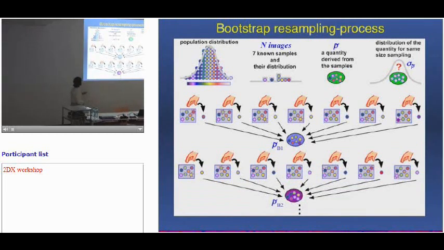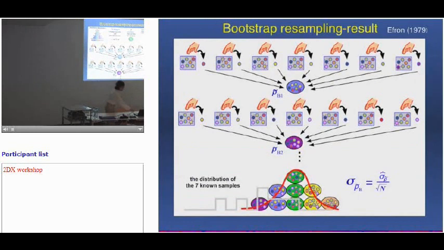Now you repeat this process again and again. Each time you will get slightly different results until you create a distribution of this new resampling. So you can do it many times. Eventually, you are going to create a distribution that is now from the bootstrap.